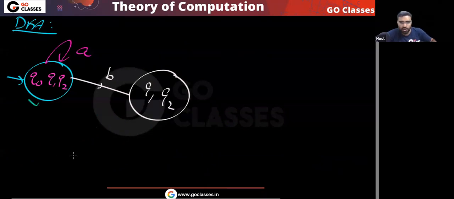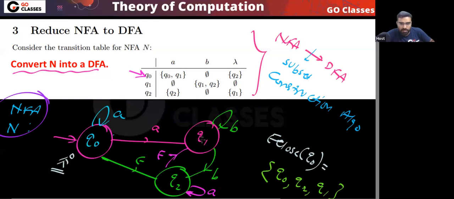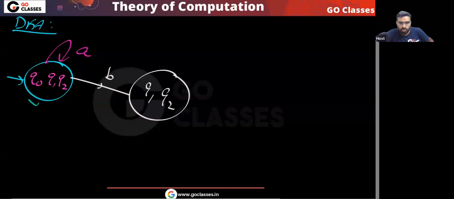What about this state, Q1, Q2? Where will it go on symbol A? And where will this go on symbol B? Let's check it out. Q1, Q2 on symbol A. You can notice this Q2 is going to A only. So this Q2 is going to Q2.